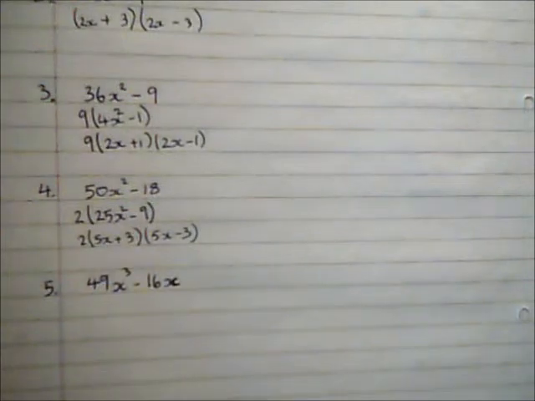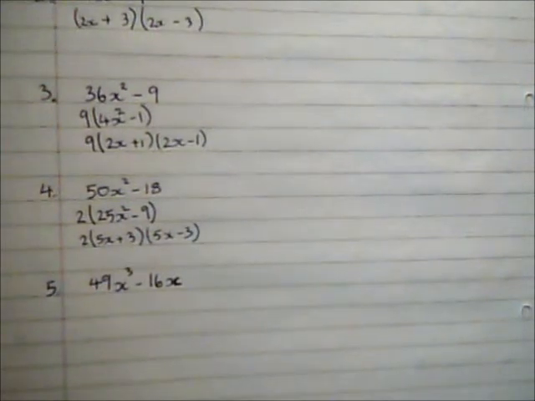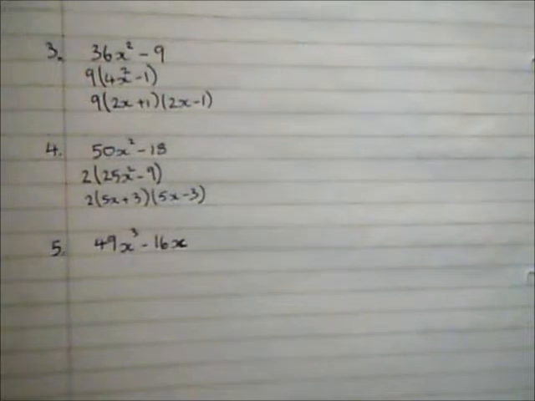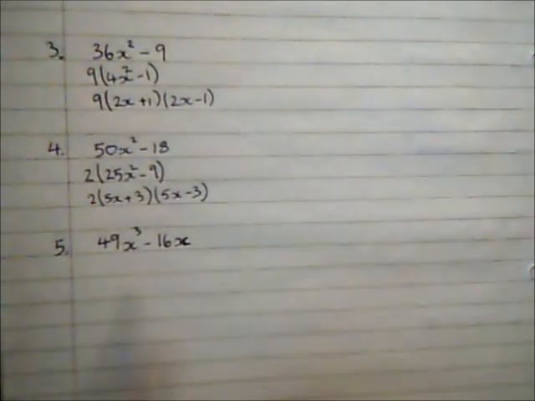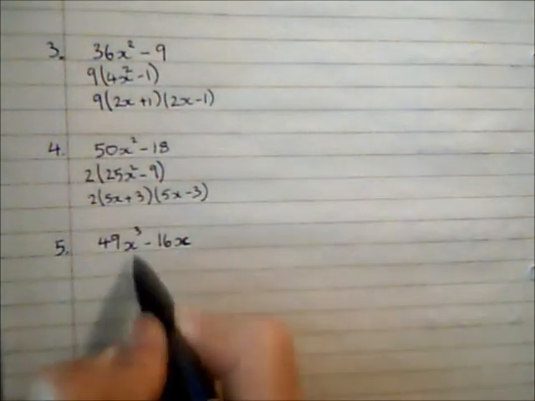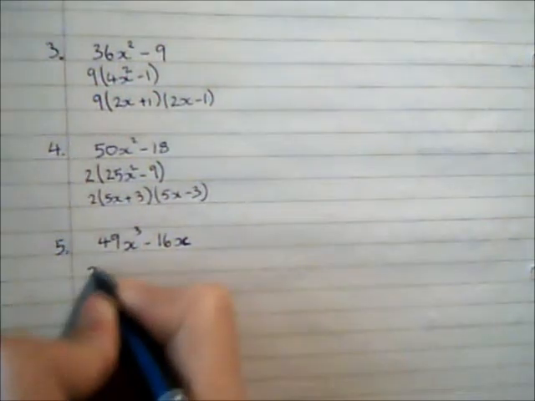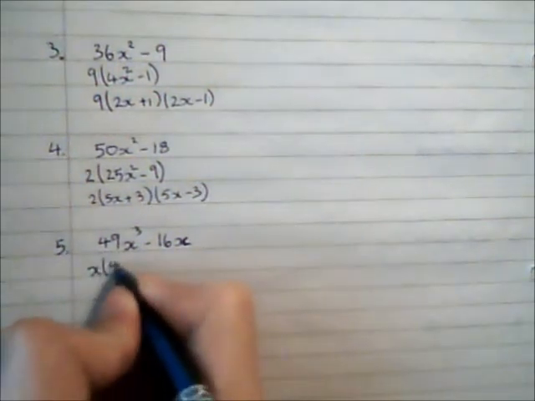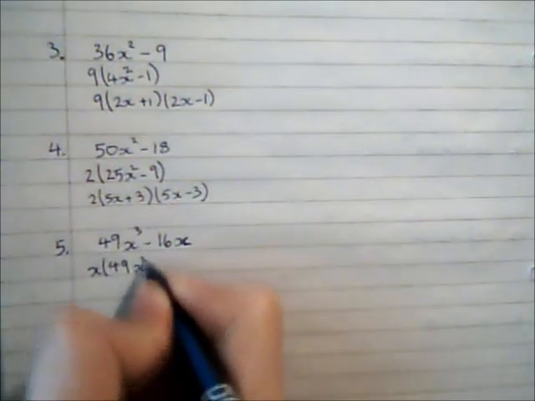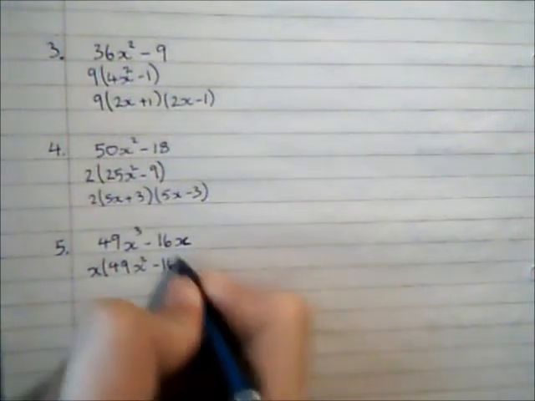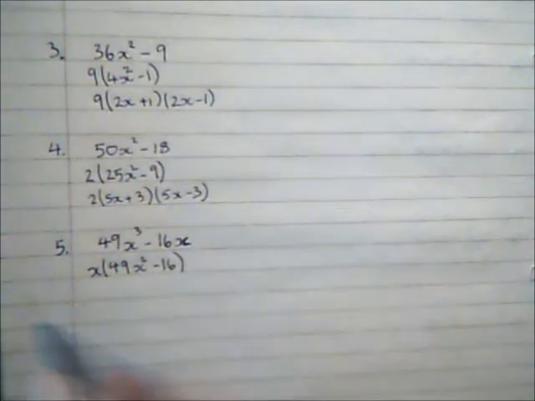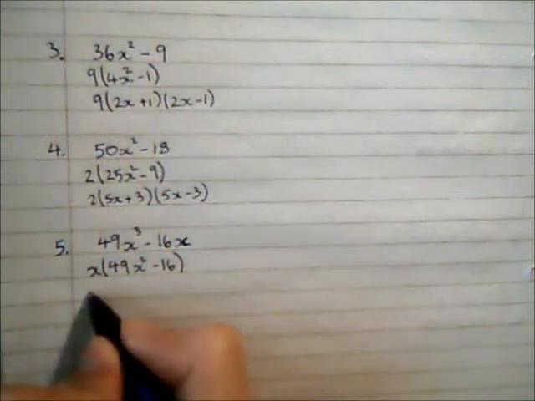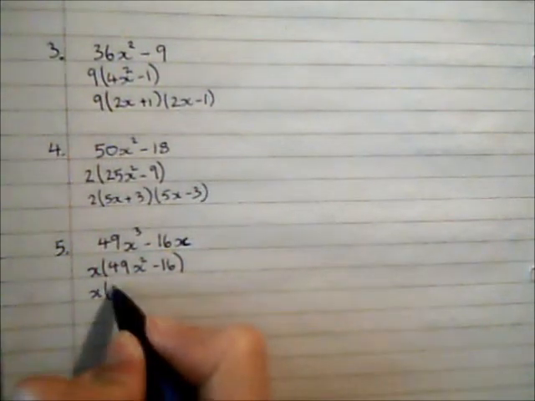Now question 5, this is not a quadratic at all, because we've got an x cubed term. However, if I compare these, I can take x out as a common factor, and the expression inside is a quadratic, and I am able to factorise that using the difference of two squares.